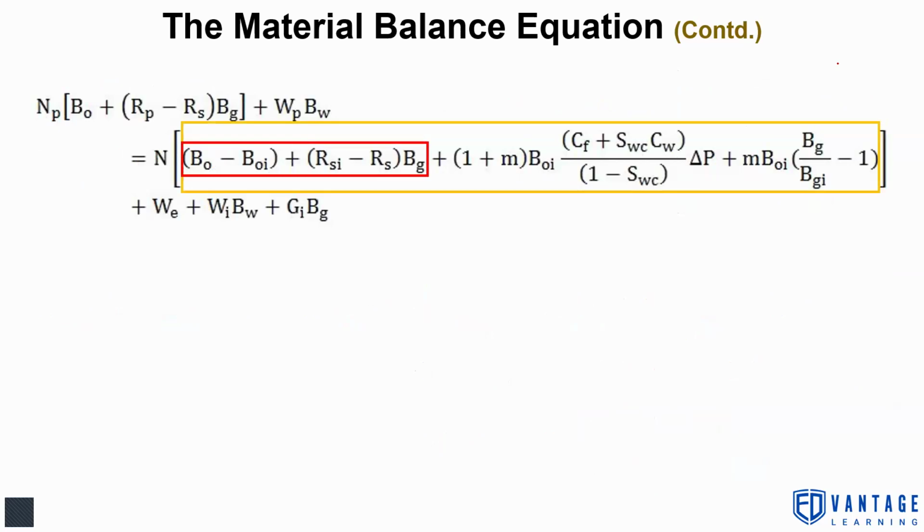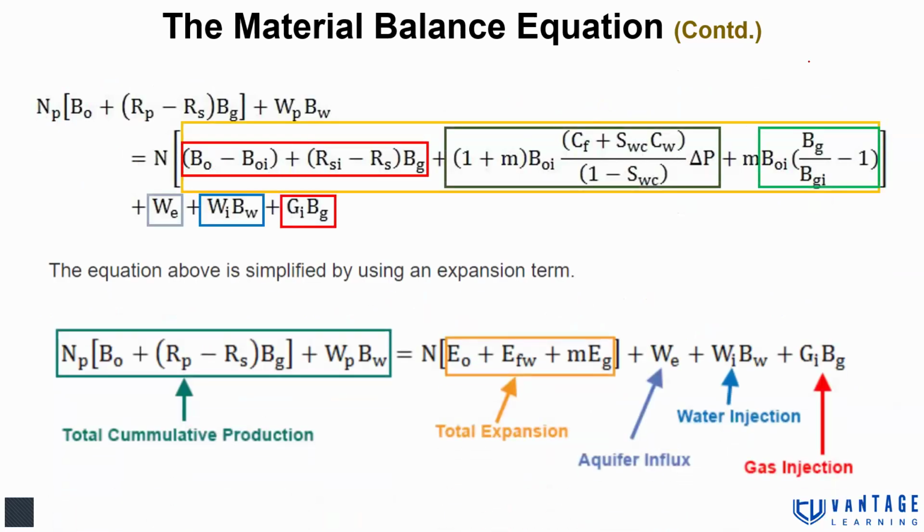This equation has three terms, 1, 2, and 3, and each term has its own significance. The left-hand side term, which is Np [Bo plus (Rp minus Rs) Bg] plus Wp Bw, will be the total cumulative production from the reservoir, which is oil plus gas that is released or primary gas cap gas, plus water. It is equal to N times Eo, which is Bo minus Boi plus (Rsi minus Rs) Bg, Efw, which is (1 plus m) Boi into (Cf plus Cw Sw) by (1 minus Sw) times delta P.